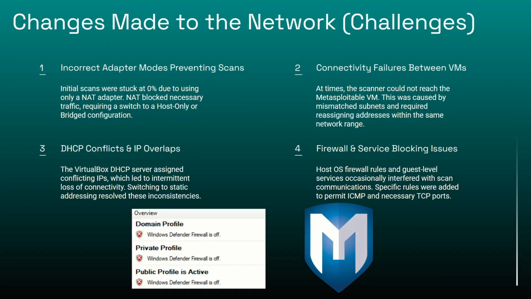Lastly, firewall interference, both from the host and the virtual machines, blocked ICMP and necessary TCP ports. Adjusting these rules allowed OpenVAS to communicate properly with its targets. Next up, we have Tiffany with the top 10 vulnerabilities shown through Metasploitable, Kali, pfSense, and Security Onion virtual machines.